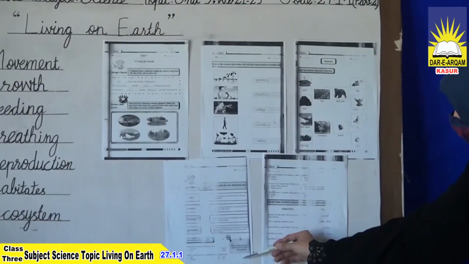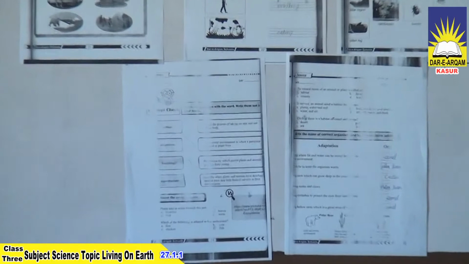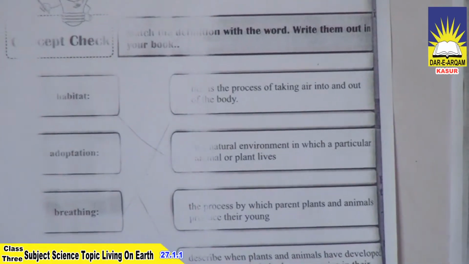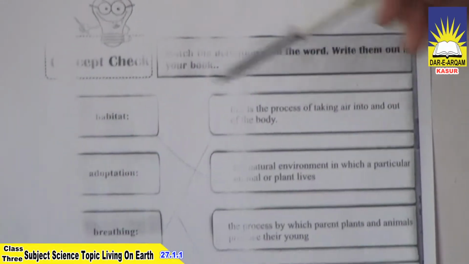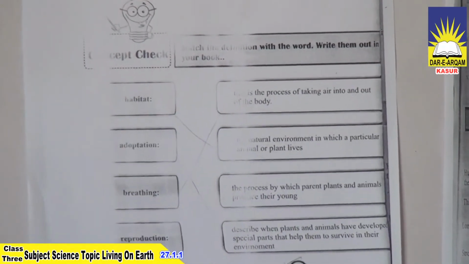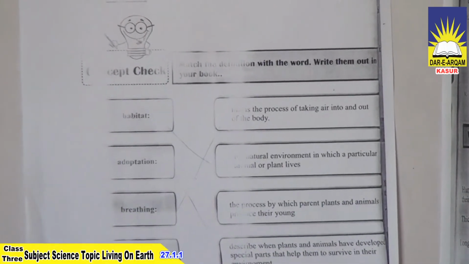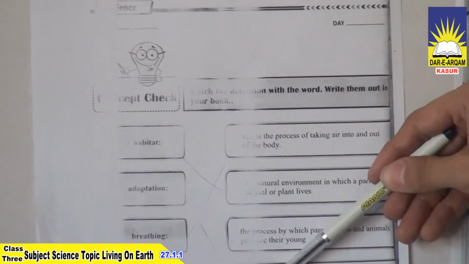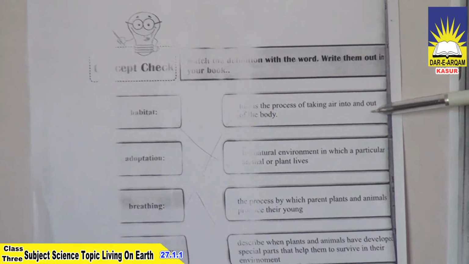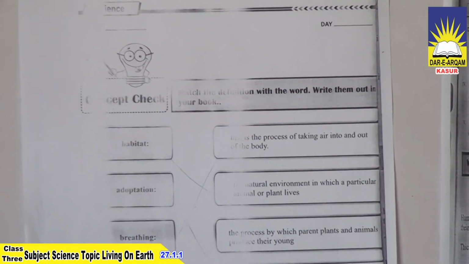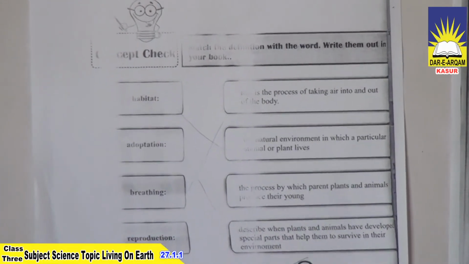So, page number 24. Concept check. Habitat: the natural environment in which a particular animal or plant lives, that is habitat. So match habitat with this one. Next is adaptation: when plants and animals have developed special parts that help them survive in their environment, that is adaptation. Breathing is the process of taking air into and out of the body. The last one is reproduction, the process by which parent plants and animals produce their young.